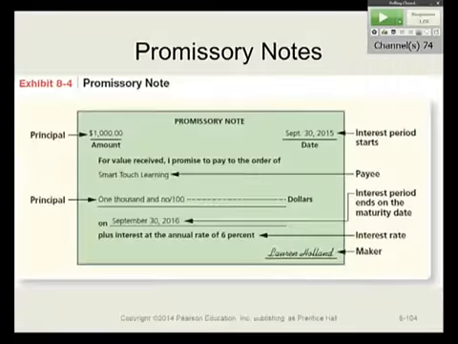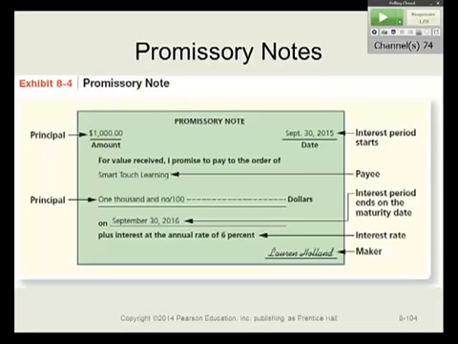So in this example, the principal amount is going to be $1,000. The interest begins on September 30th. The person that is going to receive, in other words, Smart Touch Learning, is lending $1,000 to the maker of the note, and it is due a year later, and it is at an interest rate of 6%. The maker of the note, the person that signs it, is the debtor.